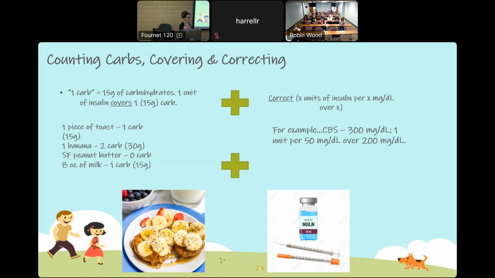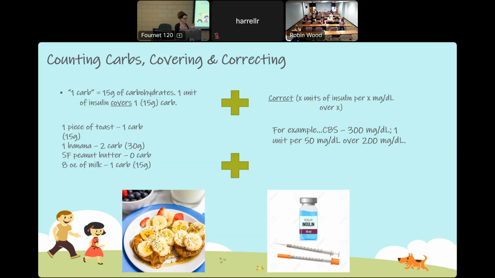Typically, and this is very patient-specific, patient individualized as well, because it's all about insulin sensitivity. You're going to have kind of this equation in your orders. And so it's basically going to say you're going to give a certain number of units of insulin per a certain number of milligrams per deciliter. So a certain number of blood sugar points, if you will, over a certain blood sugar.